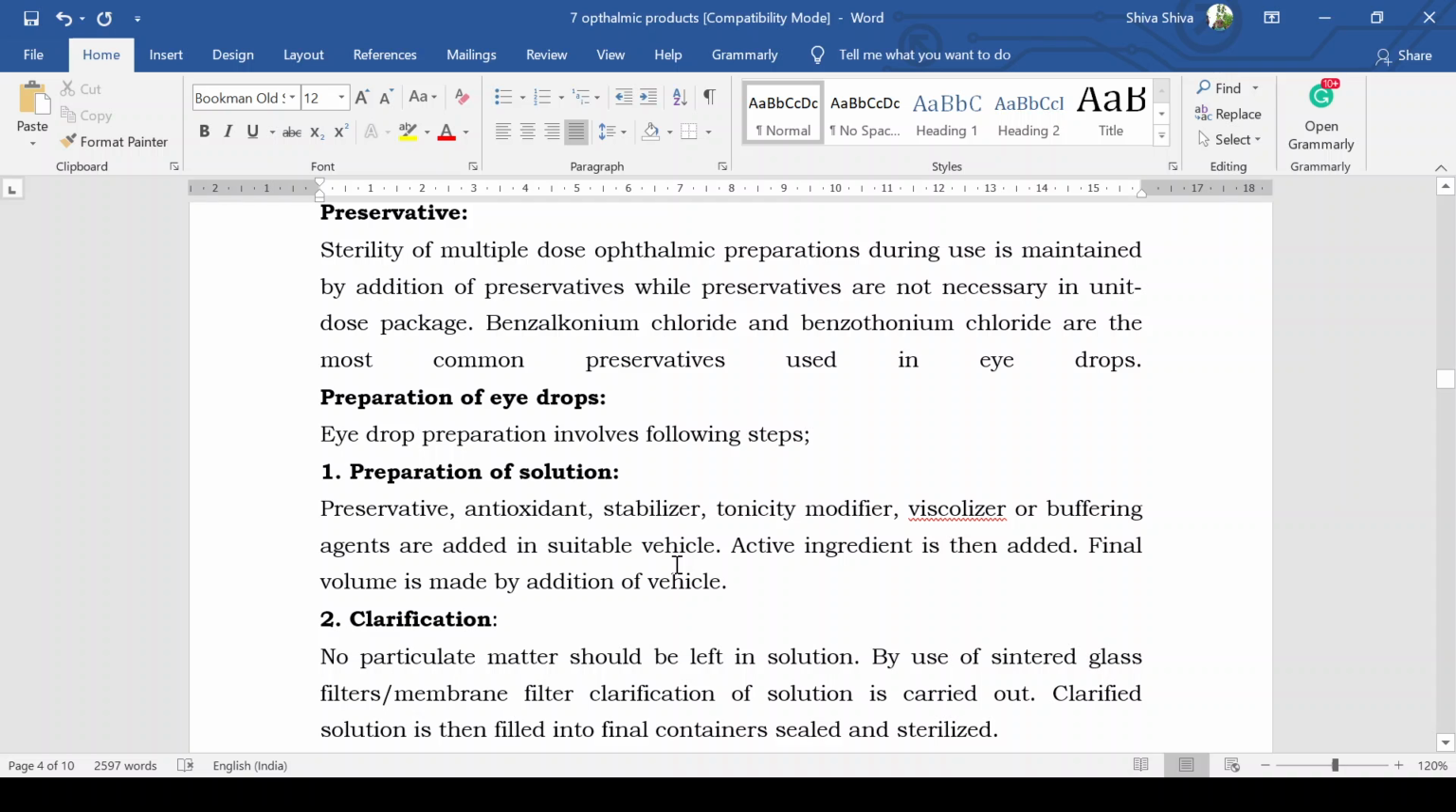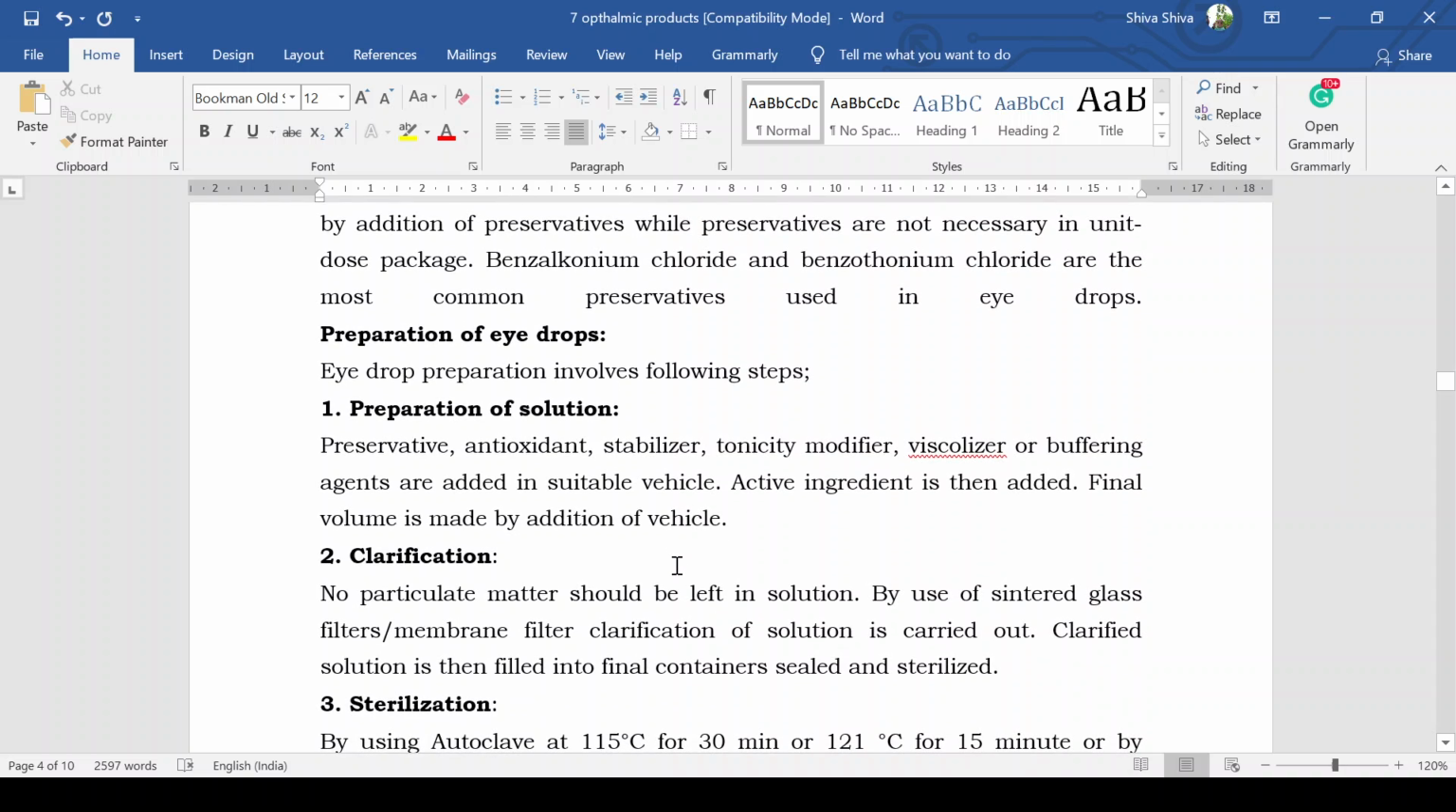Next, preparation of eye drops. Eye drops are basically solutions, emulsions or suspensions. The basic preparation method is the same as that of other suspensions, emulsions and solutions. For preparation of a solution, all the ingredients are weighed correctly and added into a suitable vehicle, and all ingredients should be soluble in that vehicle. Then the active ingredient is added and the final volume is made.